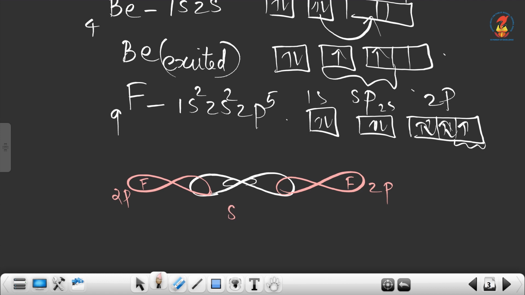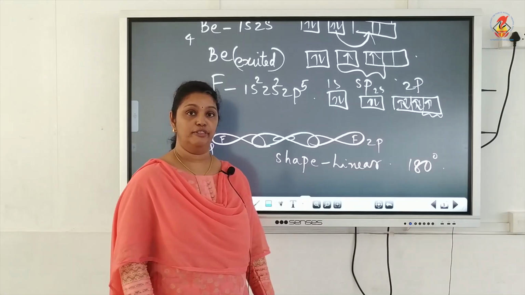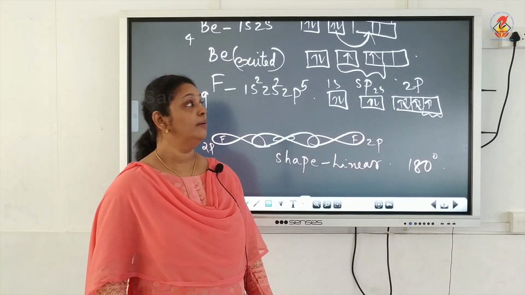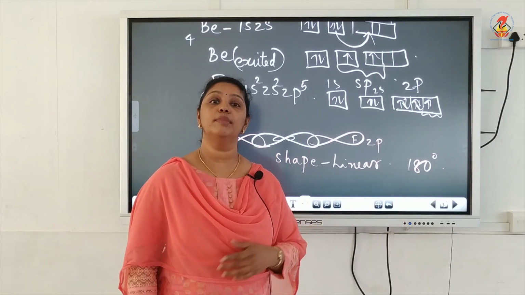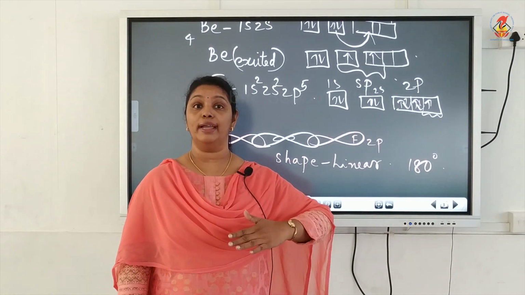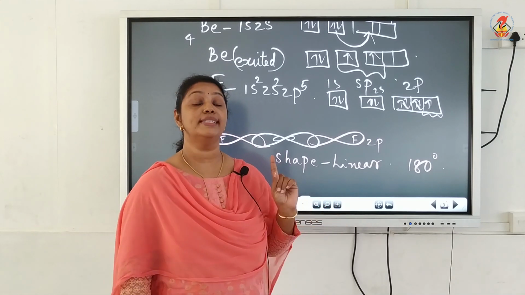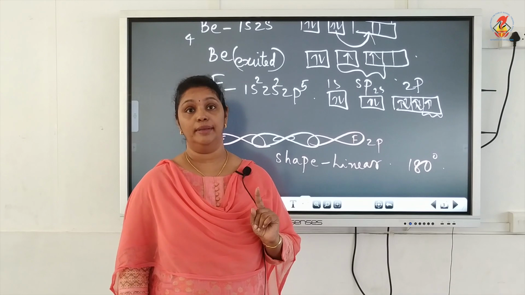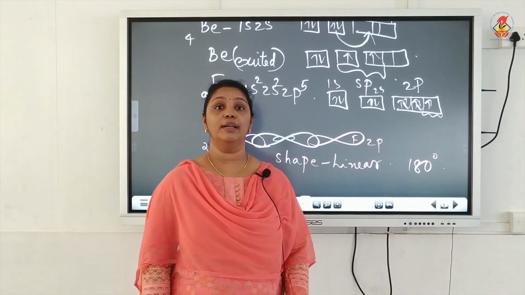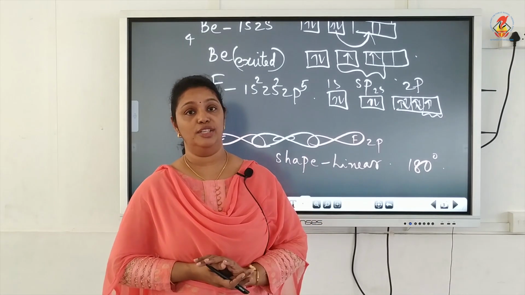Okay, and what is the shape? Shape is linear with bond angle 180 degree. So this is the hybridization in BeF2. Same way we can explain for BeCl2, beryllium chloride. But in beryllium chloride, for the chlorine atom, the half-filled orbital is not 2p, it is 3p orbital. Okay, so with this we complete sp hybridization also.